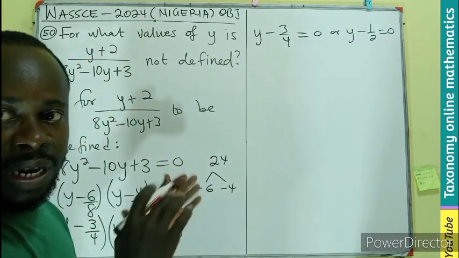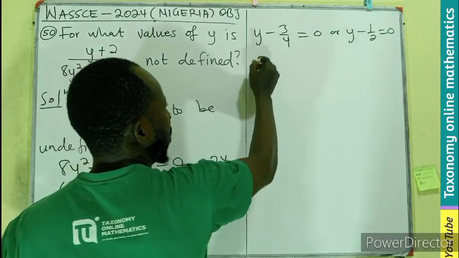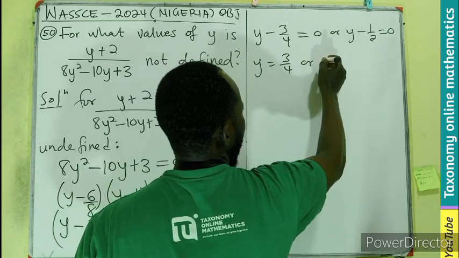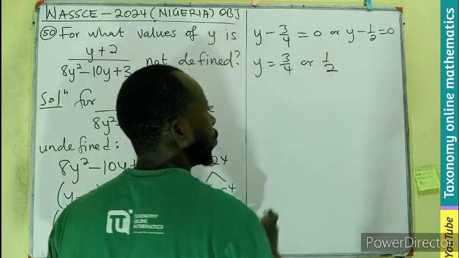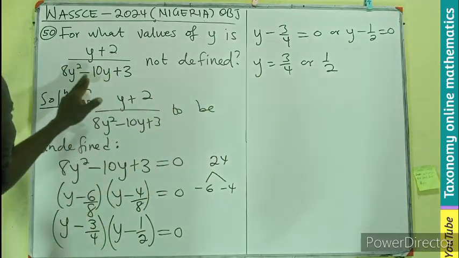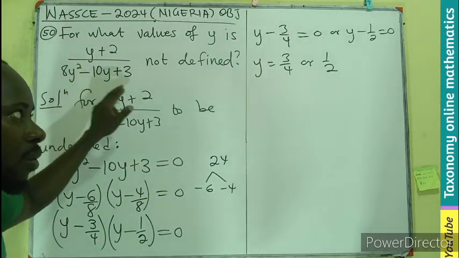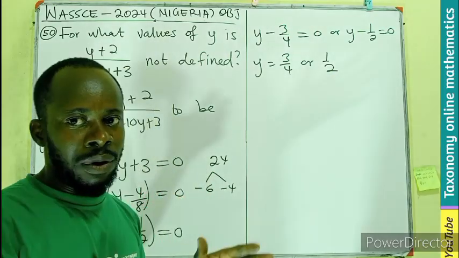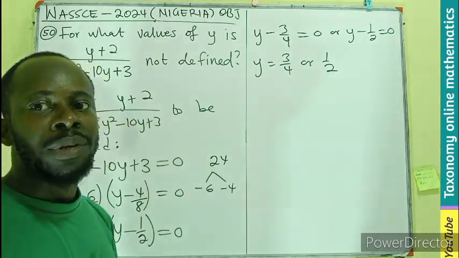By transposing the constant to the other side, you have y equals positive 3/4 or y equals 1/2. So the values of y, when put in here, will give you 0, will be either 3/4 or 1/2. And on the possible answers, that will be option D.